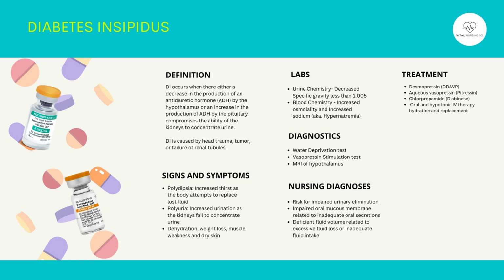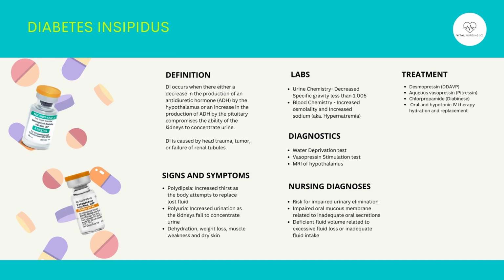Another medication used is aqueous vasopressin. This medication can be administered subcutaneously, intramuscularly, or with a nasal spray. With this medication, you will want to monitor the patient's weight and their intake and output. Chlorpropamide is another medication used. This medication is thought to stimulate the production of ADH and it is used for its antidiuretic effects. With this medication, you will want to monitor for signs of hypoglycemia.